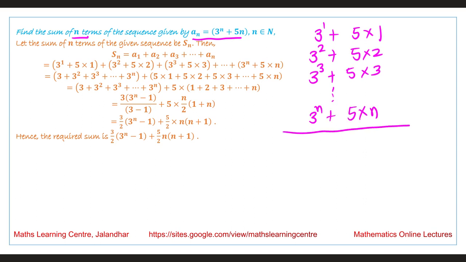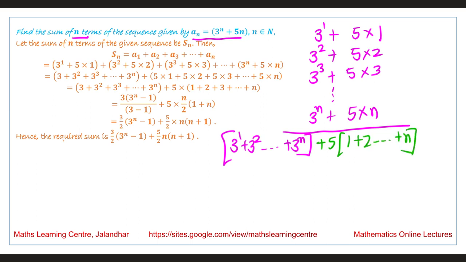If we add all these terms, we obtain 3 raised to the power 1 plus 3 raised to the power 2, and so on up to plus 3 raised to the power n, then plus 5 into 1 plus 2, and so on up to plus n. Look at these terms: this is a GP with first term 3 and common ratio 3, so its sum is 3 into 3 raised to the power n minus 1 over 3 minus 1.